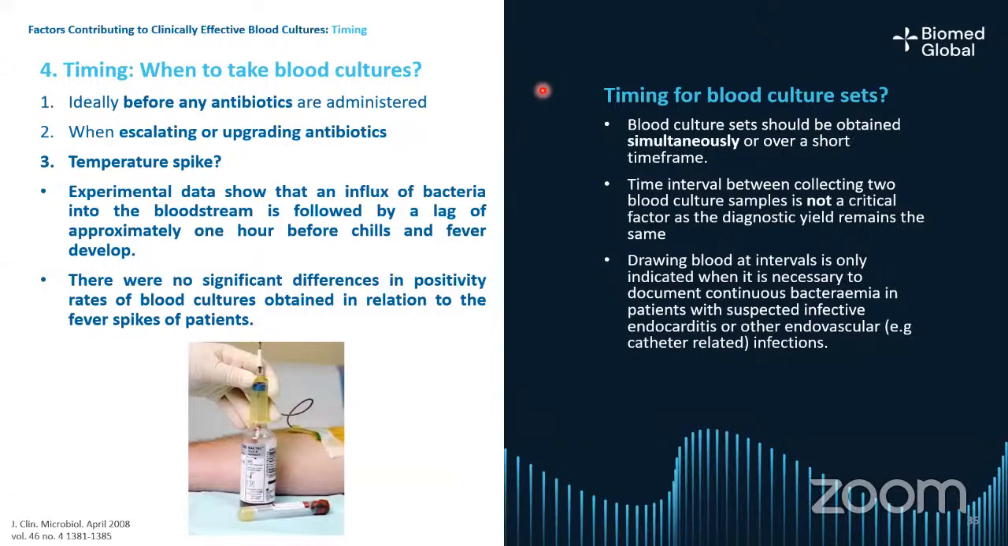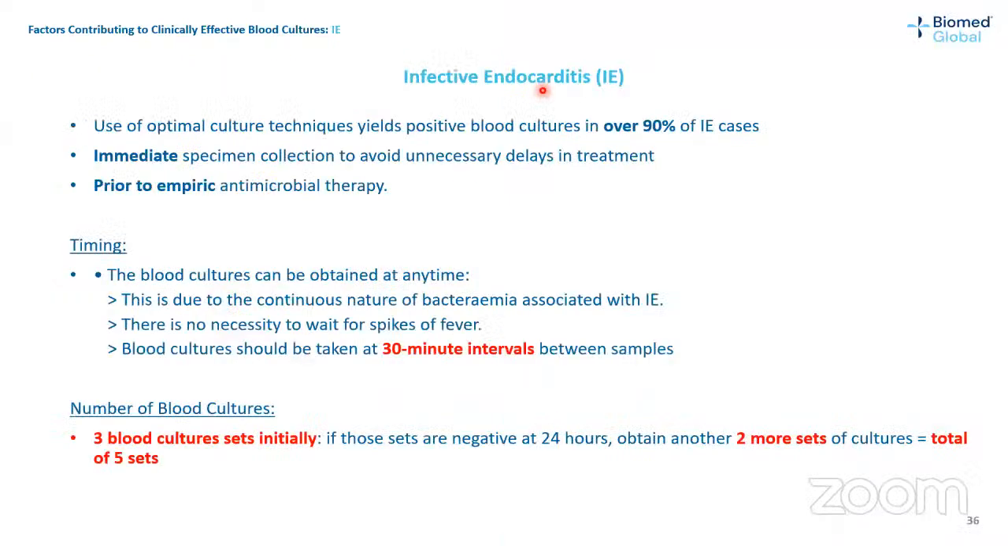The timing for your routine blood culture sets would be simultaneous or one after the other. There is no need for a time interval between collecting two routine blood culture sets. You only need a time interval when you're dealing with cases of infective endocarditis, or IE, as well as some other endovascular infections. So let's take a look at the guidelines for infective endocarditis blood cultures.